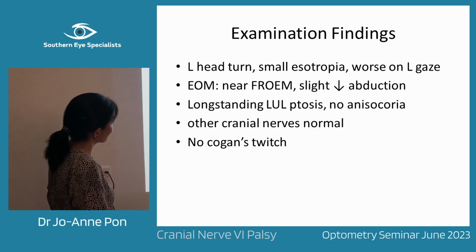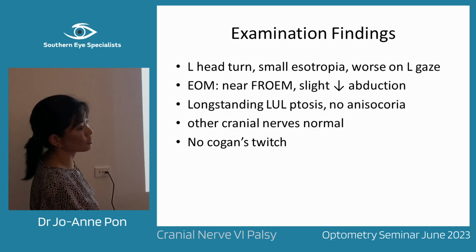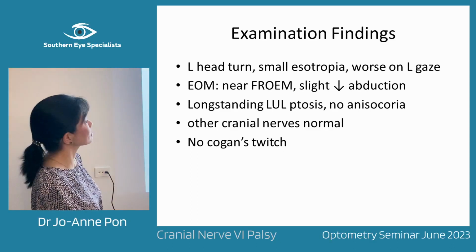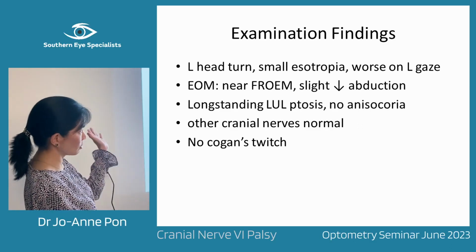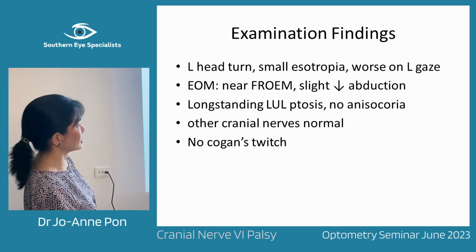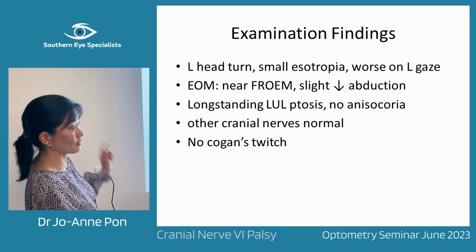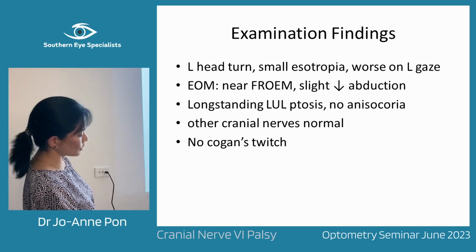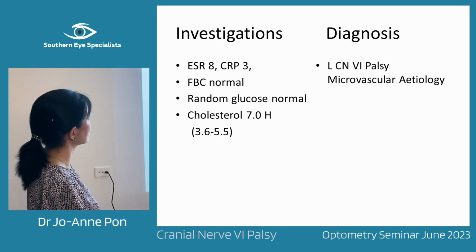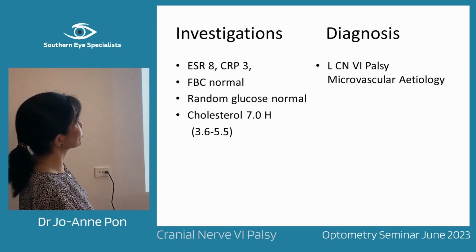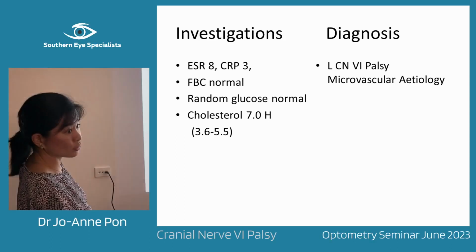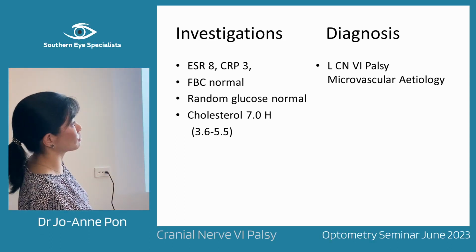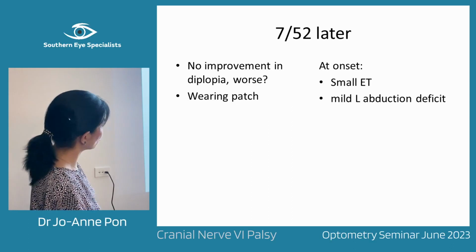And he had a left head turn, a small esotropia, which was worse on left gaze, so it's sounding like he's got a left 6th. And his ocular motility was nearly full, so not much limitation, only a slightly reduced abduction. He had a long-standing ptosis. He was the fellow that I showed you in the first video clip. And no other cranial nerves involved, and no Cogan's lid twitch, so no signs of myasthenia gravis. No suggestion of giant cell arteritis on his blood tests, and perhaps his cholesterol's a little elevated, but we concluded that he had a 6th nerve palsy, and the most likely cause was microvascular.